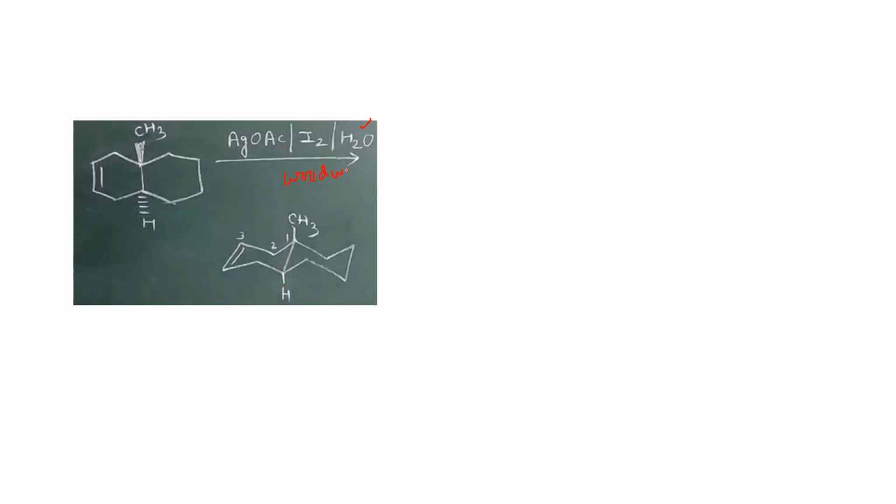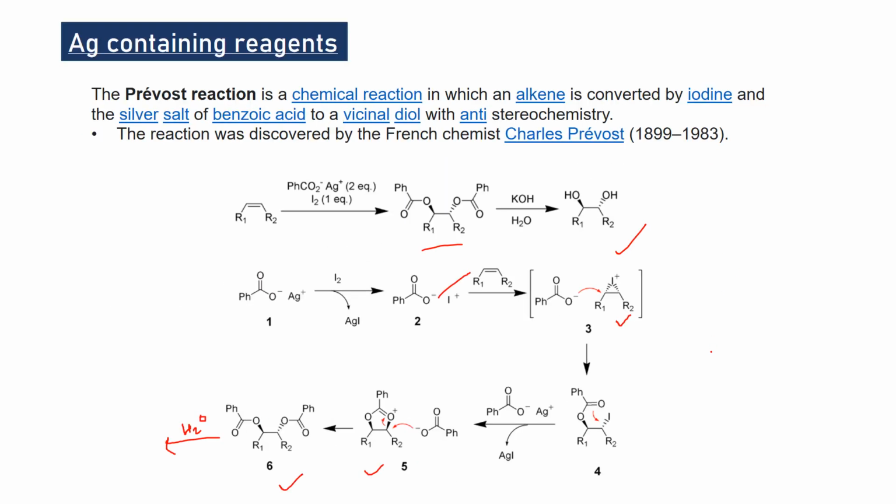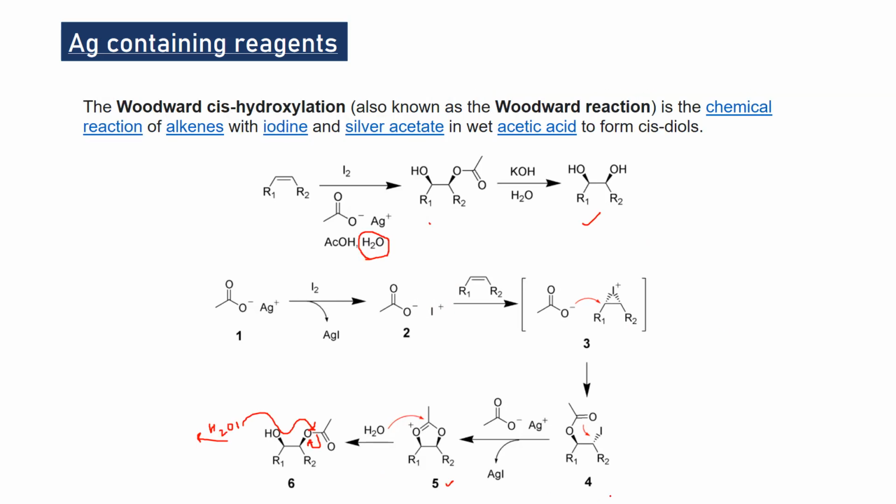No water is added in the first step. In case of Prevost, this type of diacetate is being isolated, and after that we perform the hydrolysis. But in case of Woodward, we won't get this diacetate compound. We can isolate this compound, and after hydrolysis we get this dihydroxylated compound.